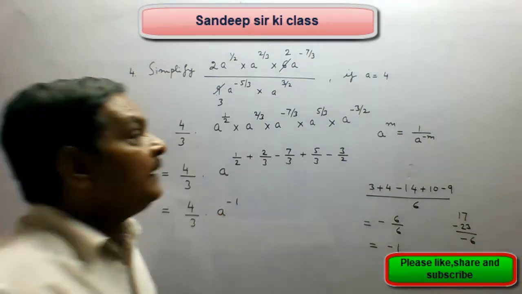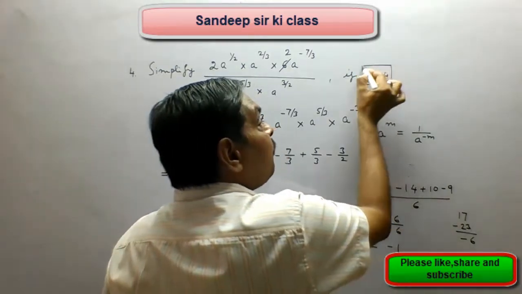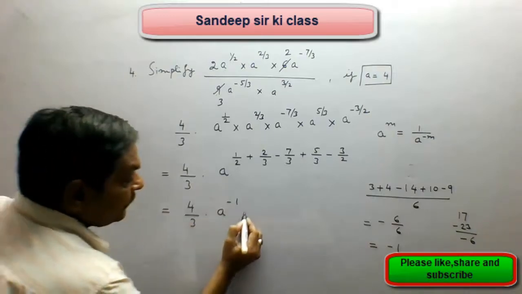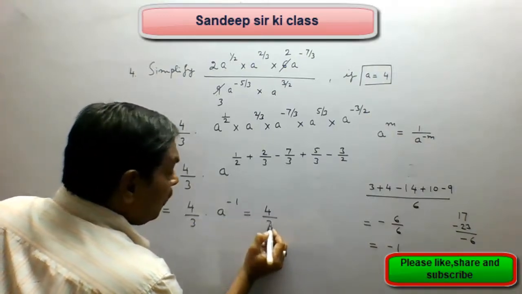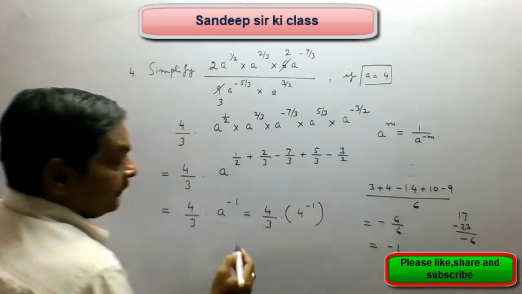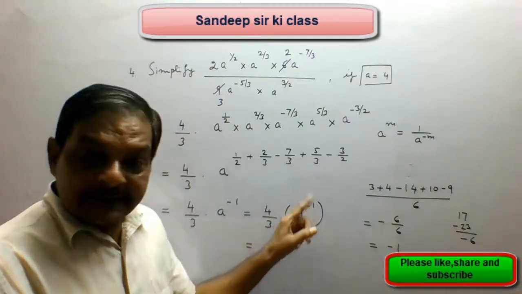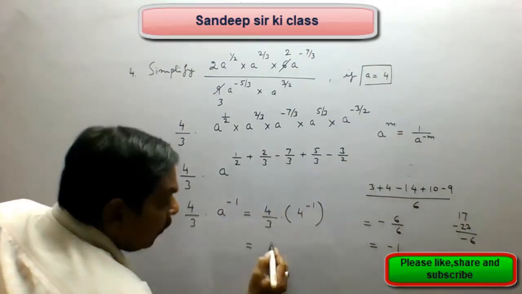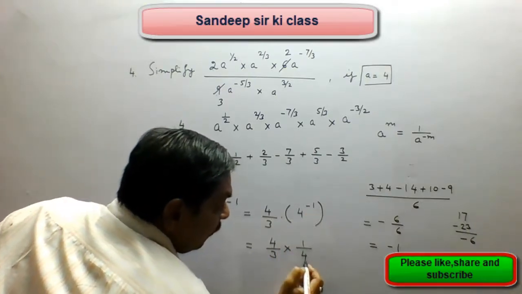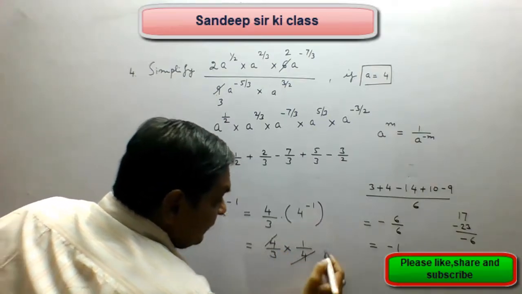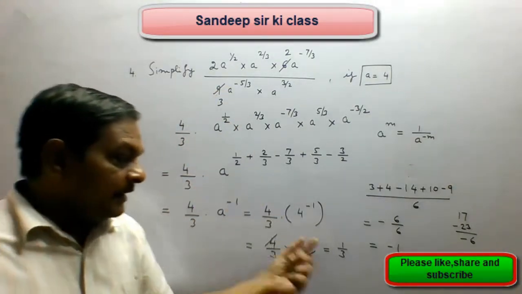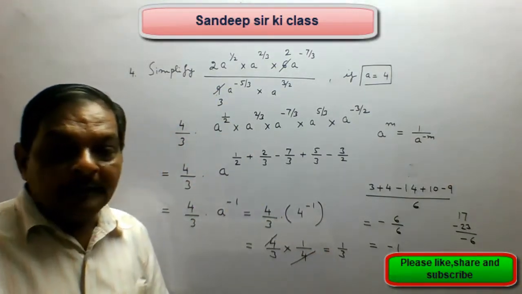Now we are to find its value when a equals 4. So we can write 4 in place of a. This becomes 4 upon 3 into 4 raised to the power minus 1. Now 4 raised to the power minus 1 is 1 upon 4 with this rule. So 4 upon 3, we write 4 raised to the power minus 1 as 1 upon 4. 4 and 4 are cancelled. We get 1 upon 3. So the value of this expression is 1 upon 3. Now we will see the next problem.